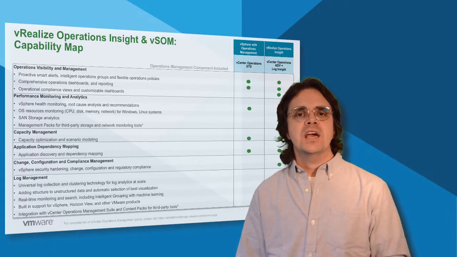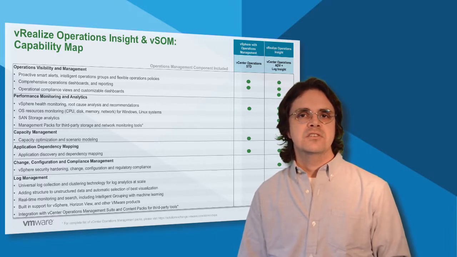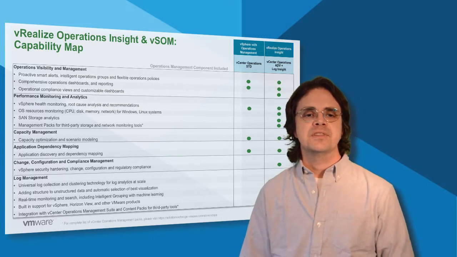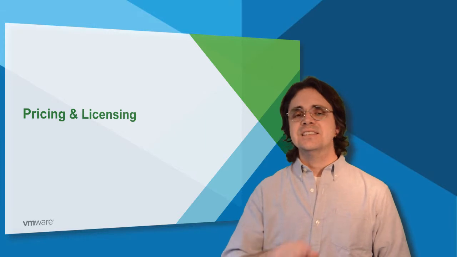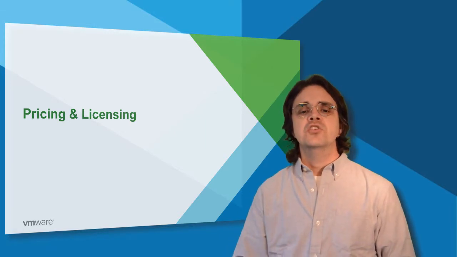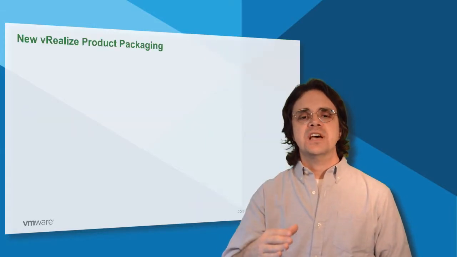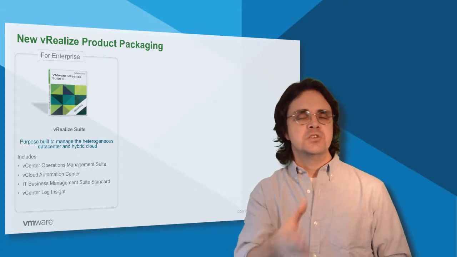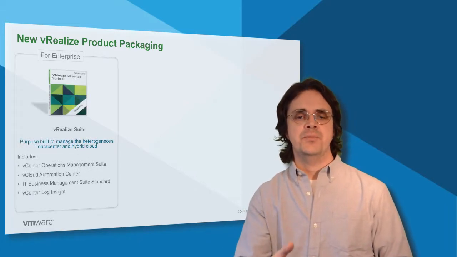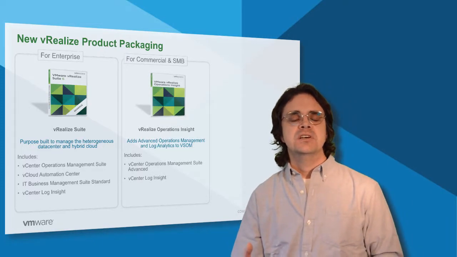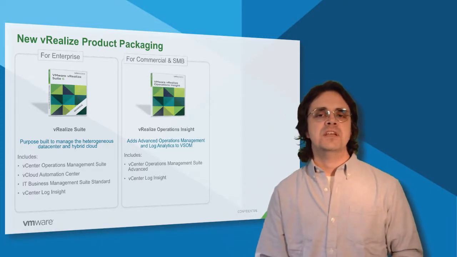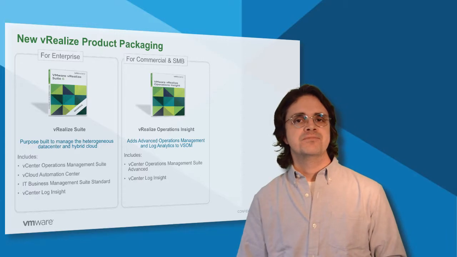So now let's take a look at pricing and licensing for the products. You have vRealize Suite. Again, this is an ELA. You have Operations Insight for commercial and SMB. This is going to be transactionally available. And then going forward, you're going to see SaaS offerings with vRealize Air Automation, which is going to be coming soon.